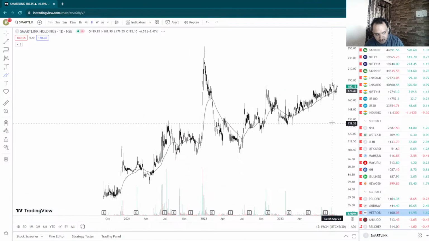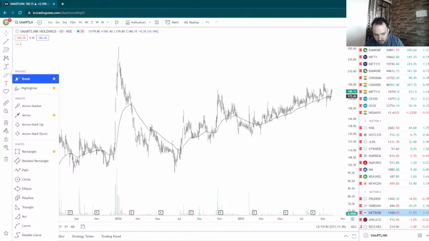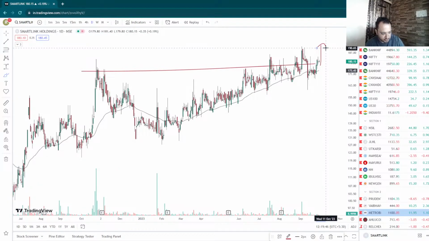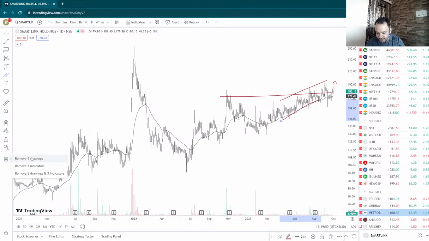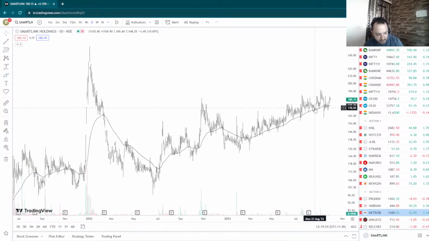Okay, SmartLink Holdings. Again, this stock has a history of failing the breakout. So even if you get a breakout here, make sure that you book something because it has been doing this for months. On a random day, it will move big, but you don't have that much time to wait for it. If you do, then that's good. You can wait for it.